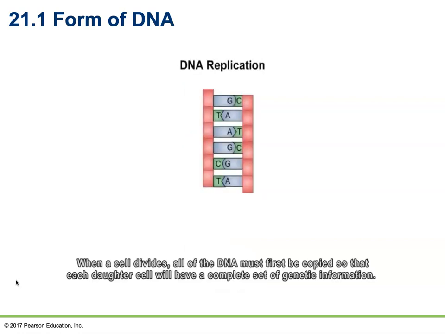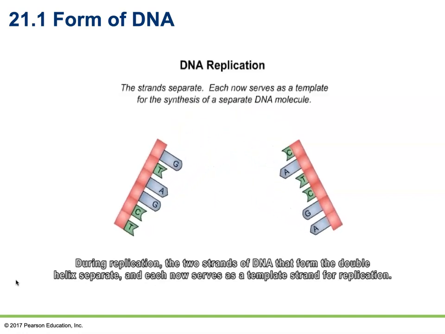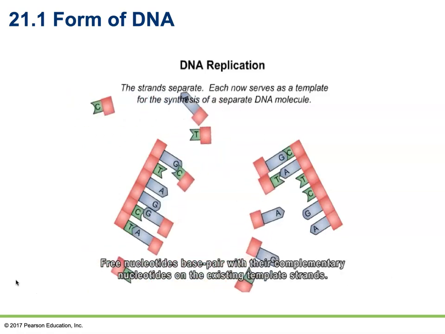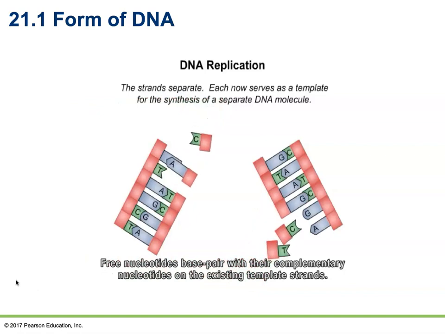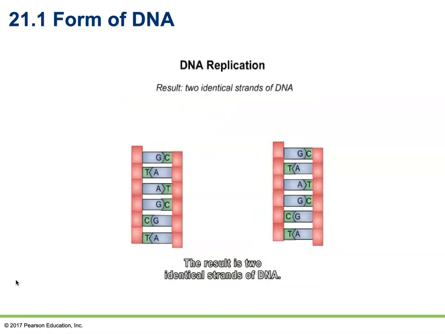When a cell divides, all of the DNA must first be copied so that each daughter cell will have a complete set of genetic information. During replication, the 2 strands of DNA that form the double helix separate, and each now serves as a template strand for replication. Free nucleotides base pair with their complementary nucleotides on the existing template strands. The result is 2 identical strands of DNA.